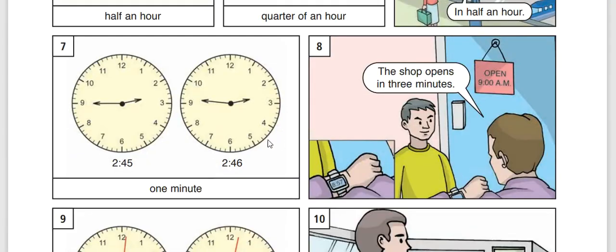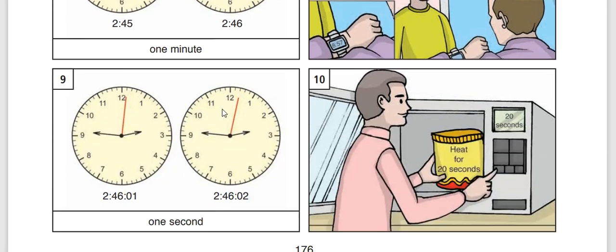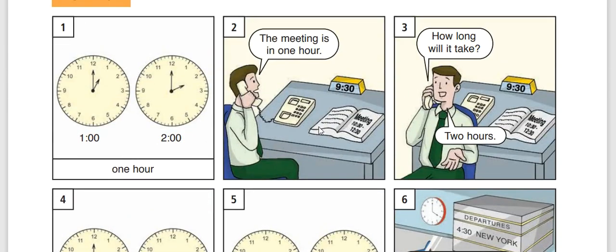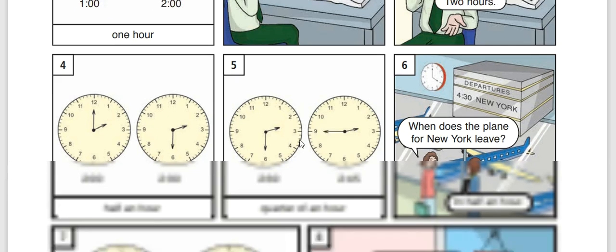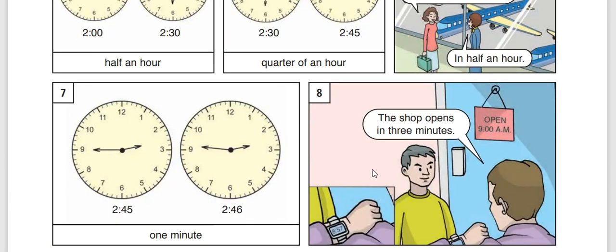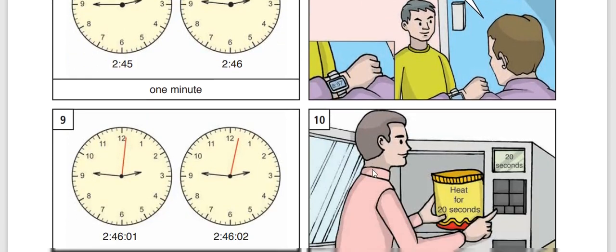In half an hour. Picture 7, one time. Picture 8, the shop opens in 3 minutes. Picture 9, 1 second. Heat for 20 seconds. Picture 10. Let's revise this. Picture 1, picture 2, picture 3, picture 4, picture 5, picture 6, picture 7, picture 8. That's all for this page. Let's move to the next one.